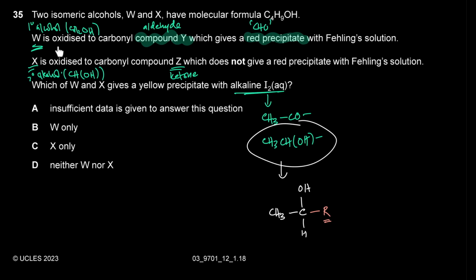We know that the primary alcohol W is not ethanol because it's a 4-carbon alcohol. It's not a 2-carbon alcohol, so it's not ethanol. So we know that it's not W, which means that only X could potentially give us a yellow precipitate with alkaline aqueous iodine. This R group must be some carbon containing group for it to be a 4-carbon compound. So that means only X gives us a positive test with alkaline aqueous iodine.